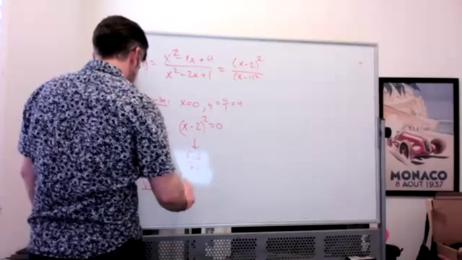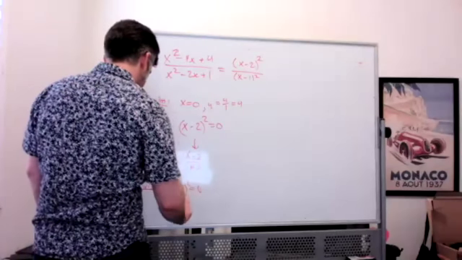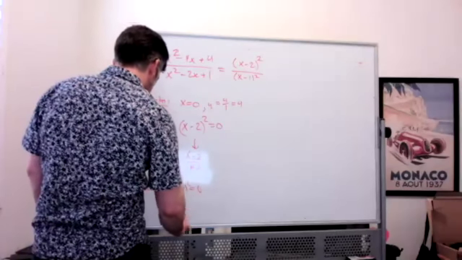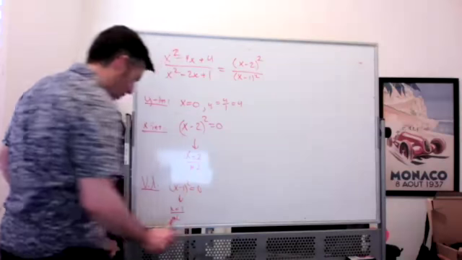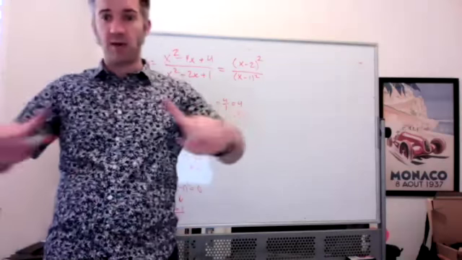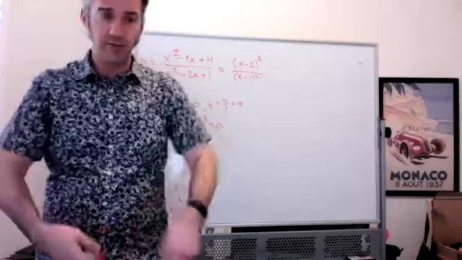Vertical asymptotes, set the denominator equal to 0. You're going to get x minus 1 squared equal to 0, which is going to give you x equal to 1, also with a multiplicity of 2. Meaning at your vertical asymptote, both sides are going to go up, or both sides are going to go down.